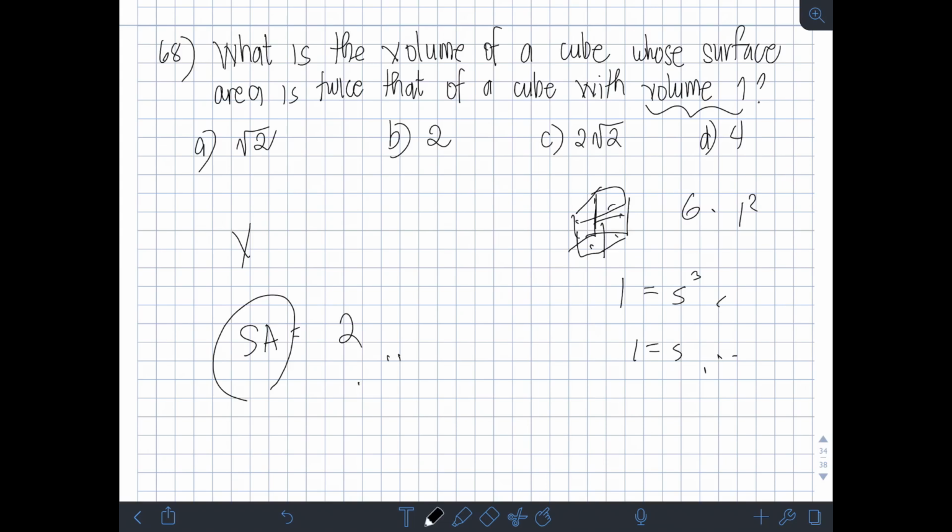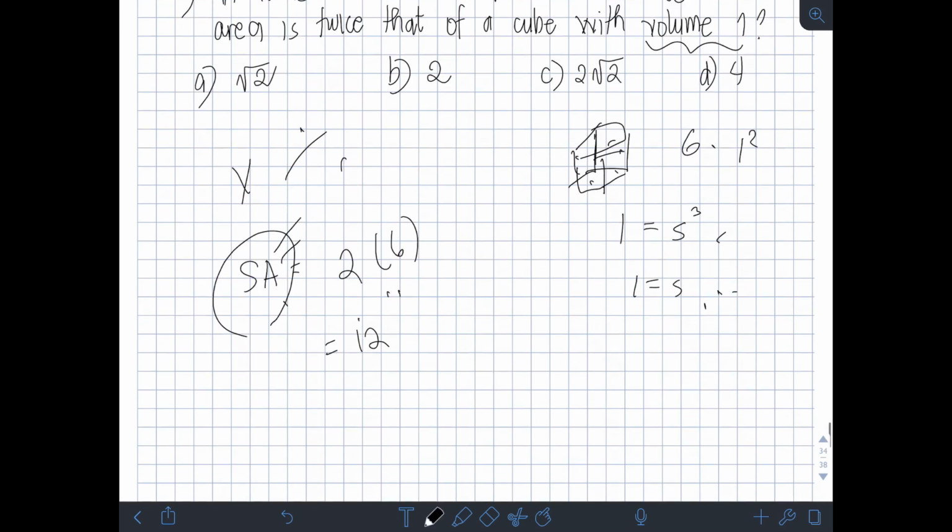So, therefore, we have the surface area nung cube na kino-consider natin sa problem is 2 times 6, right? Or 12. Ang hinahanap natin is ano yung volume. So, hanapin natin yung side nitong hinahanap nating cube. Para mahanap yung volume, kailangan natin ng side S. Since meron na tayong equation na 'to, surface area niya is equal to 12. 'Di ba kanina ang formula natin is 6 times S squared.